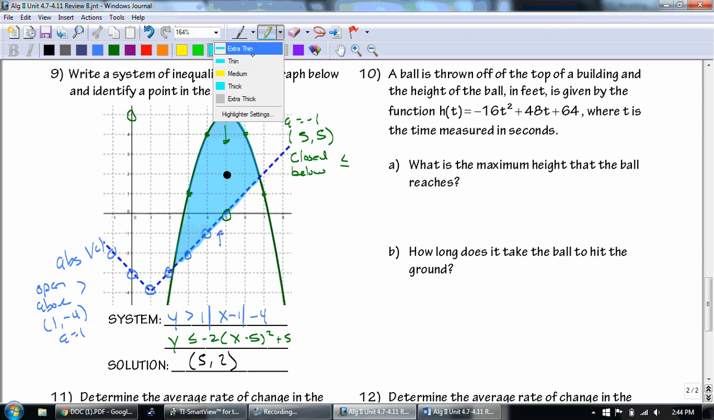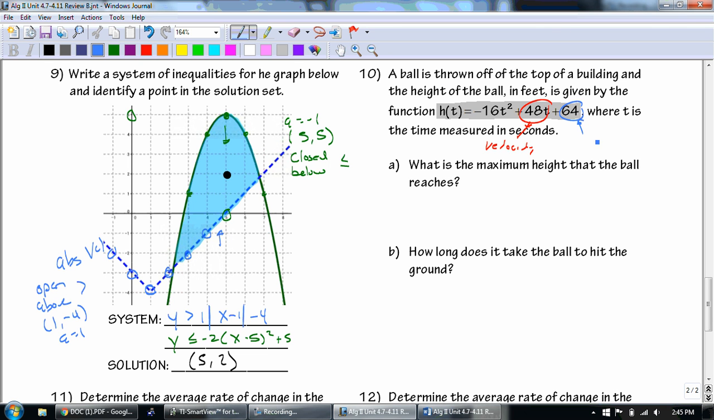All right, number 9. A ball is thrown off of the top of a building, and the height of the ball in feet is given by the function h of t equals negative 16t squared plus 48t plus 64, where t is time measured in seconds. So remember, this is our gravity equation. We have 48, that's our velocity. It's 48 feet per second. We know that 64 is our starting height. But they want to know the max height. So when we're trying to find the max height, we need the vertex.